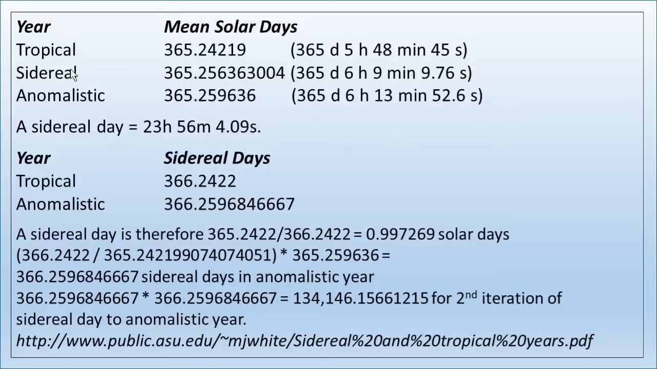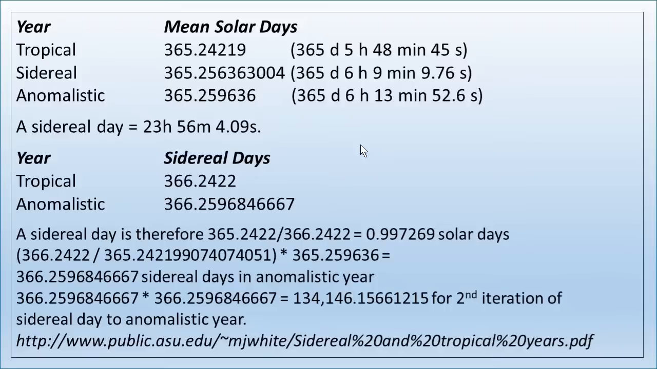So which of these years do we want to use? Now, here is the number of sidereal days in a year: 366.2422. This is the number we should use for our secondary progressions, or maybe we should use this one. There are 366.25968, etc. sidereal days in an anomalistic year. Here's the bottom line. We want to use sidereal days. That's what I've been talking about all this time in these videos.